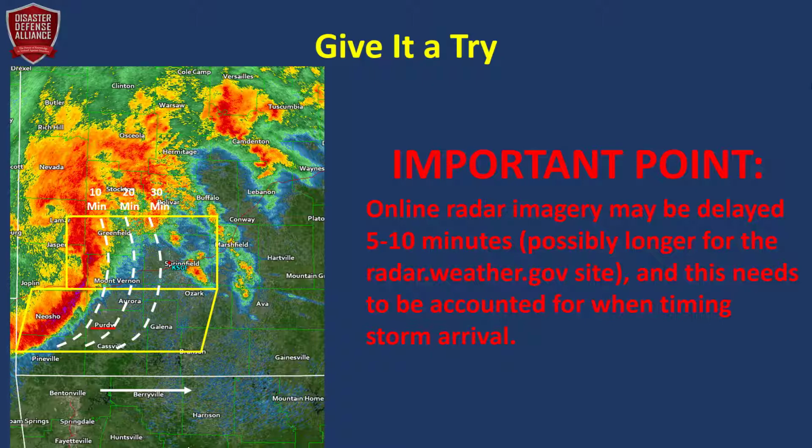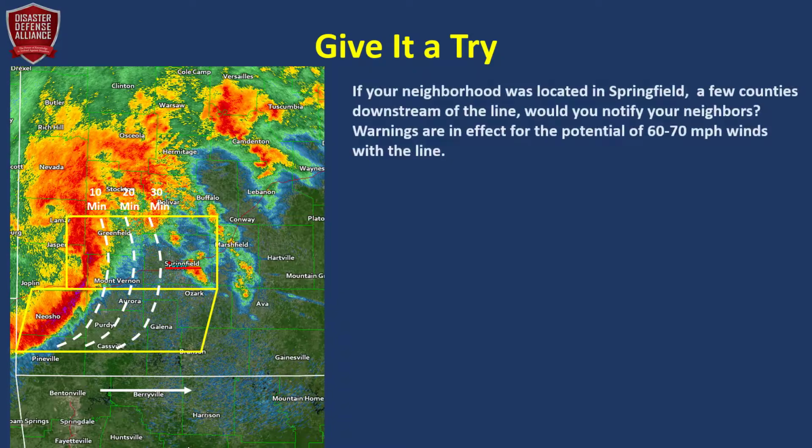In this example, the storms are likely a bit closer to Purdy than this image suggests. So although the image looks like the storms are at least 10 minutes away from Purdy, in reality, arrival will likely be sooner. Now let's assume that your neighborhood is in Springfield, a few counties downstream from the line, but still within the warning area. Would you notify the neighbors in this case?